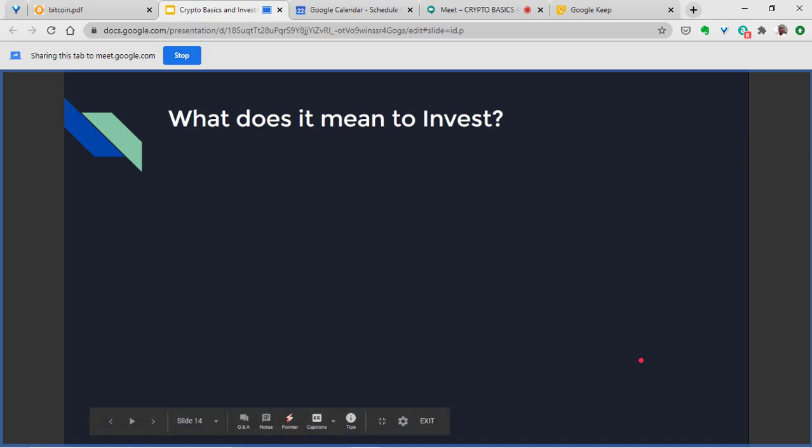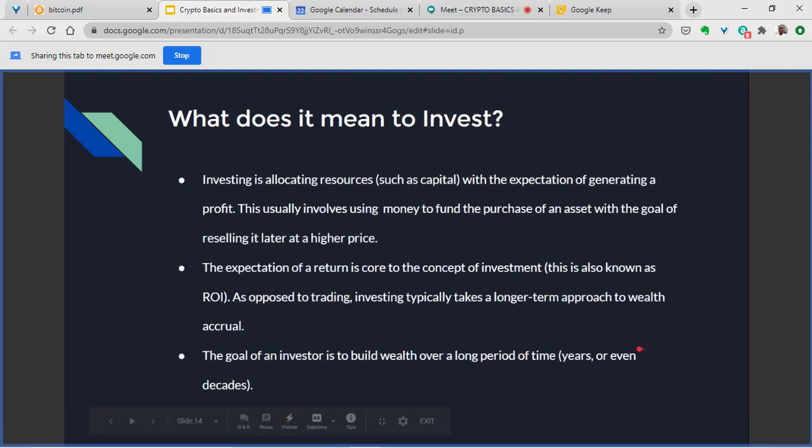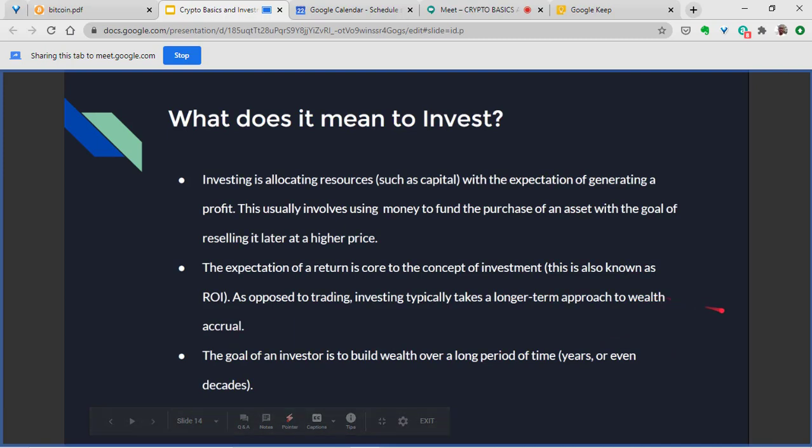So let's talk about investment. That's why most of us are here, right? So what does it mean to invest? Investing is simply allocating resources. I can say if I feel that the price of something is going to go up, and I buy that thing with the hope of selling it at a higher price, that's an investment.